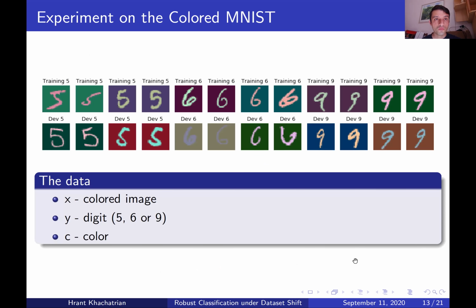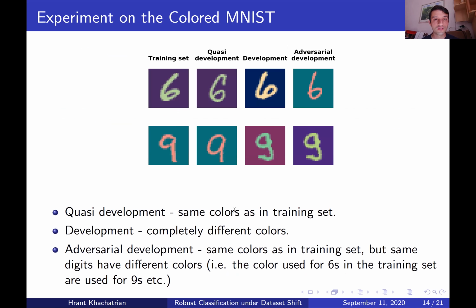So we tried this algorithm on this synthetic setup, colored MNIST. We have only 3 digits: 5, 6, and 9. And basically you know the setup. We want to learn on these colors, and we want to see if it generalizes to other colors. We have 3 types of development sets, or test sets, you could say.